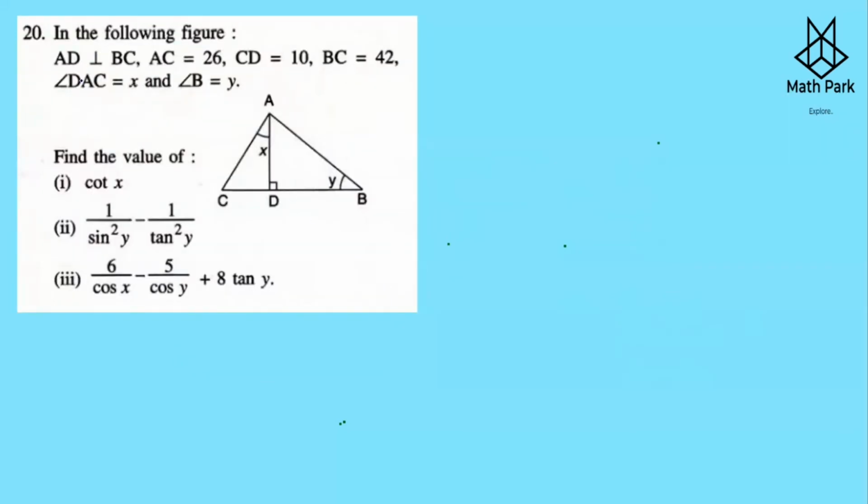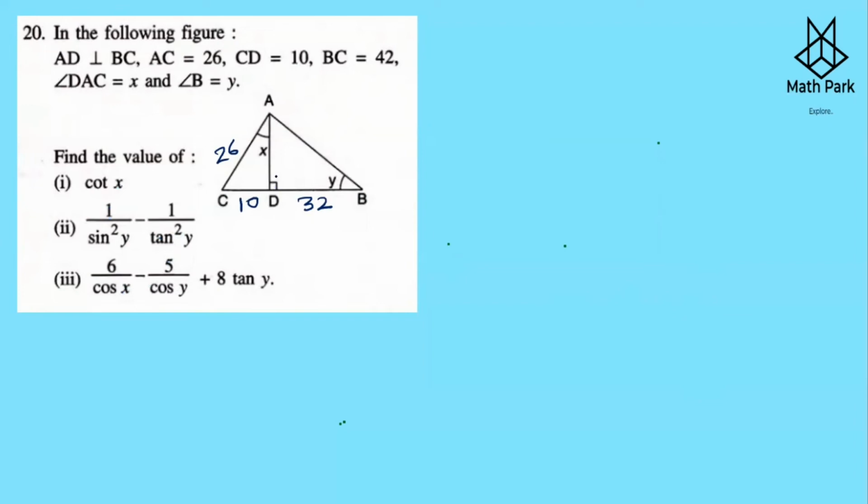In the following figure, you are given AD is perpendicular to BC. AC is given as 26. CD is given as 10. BC is 42, BC is complete 42. So if BC is 42, BD is going to be 42 minus 10. So this is 32. Then you have angle DAC is equal to X and angle B is equal to Y. Find cot X, 1 upon sine square Y minus 1 upon tan square Y, 6 cos X, 6 upon cos X minus 5 by cos Y plus 8 tan Y.